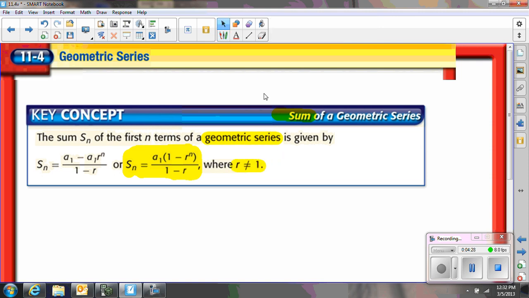Since this is a geometric series, r will not equal 1. If r is 1, that means the number is not changing: if you start off at 2, 2 times 1 is 2, 2 times 1 is 2, and so on. And if I make r equal to 1, I run into the issue of division by 0, hence the reason for r not equaling 1.